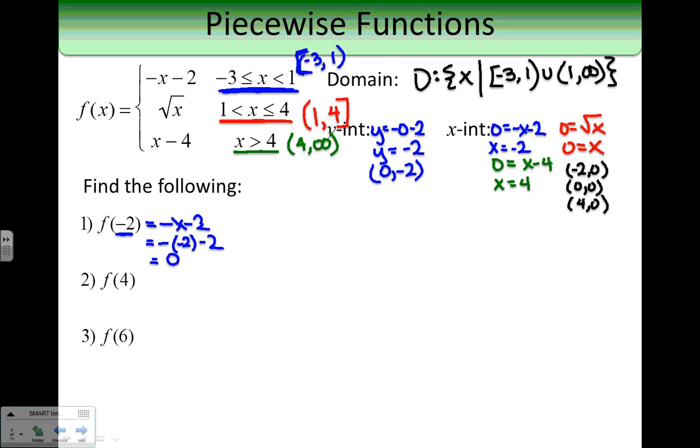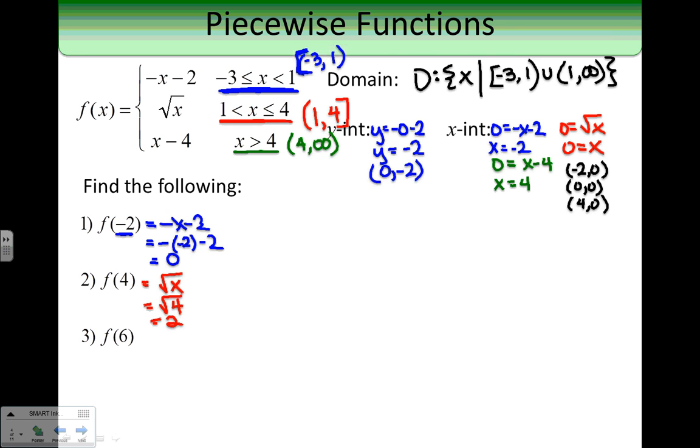F of 4, so we need to figure out where in the domain that fits. Well, that's going to fit into our second function because that domain is from 1 to 4, and it can be equal to 4. So our 4 fits into the second function. So plug in 4 for x, and we get 2.